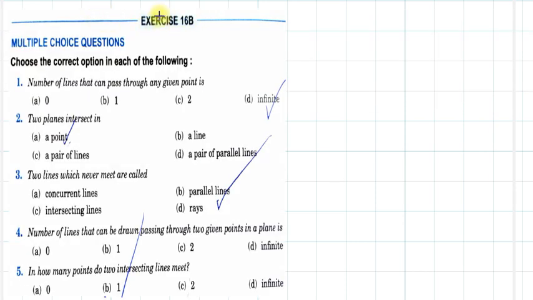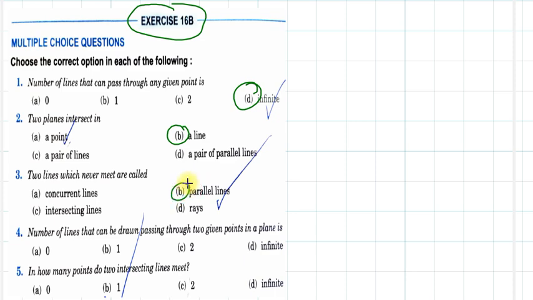Next is multiple choice questions in exercise 16b. The number of lines that can pass through any given point is infinite. So this is the answer D. Two planes intersect in a line, right? Two lines which never meet are called parallel lines. So this is answer B.